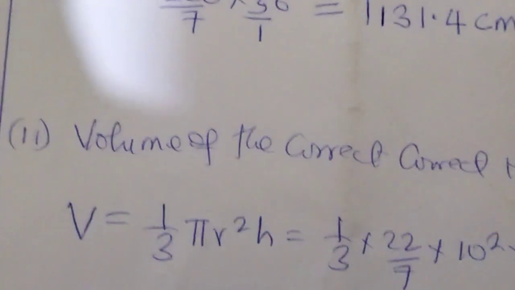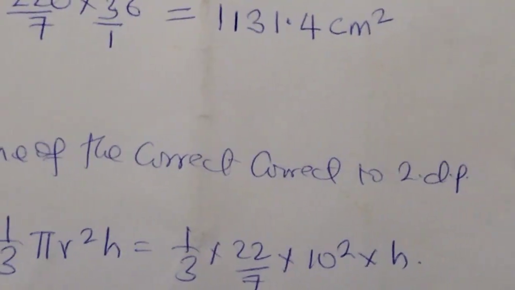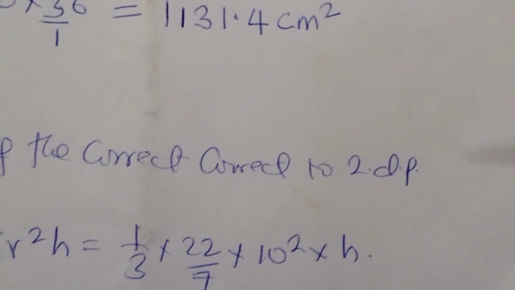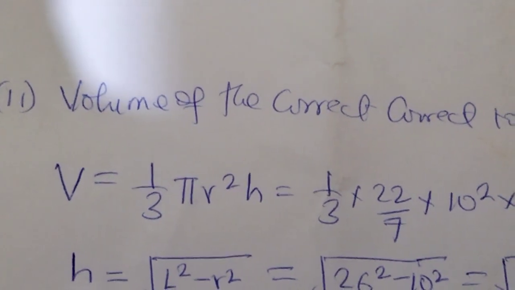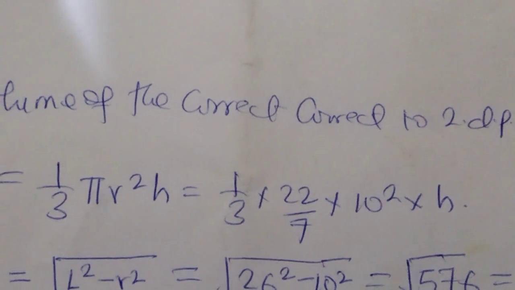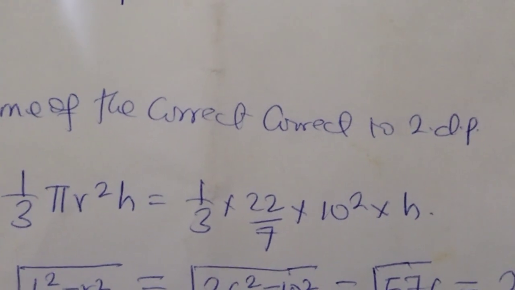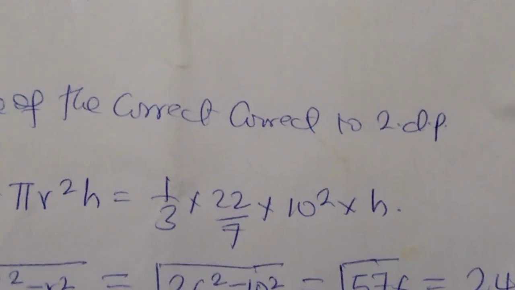Number 8ii says, find the volume of the cone correct to 2 decimal places. Volume is given by 1 over 3 pi r squared h. That is 1/3 times 22 over 7, then r is the radius, 10 squared, then times the height. So how do we find the height? This height is different from the slant height.